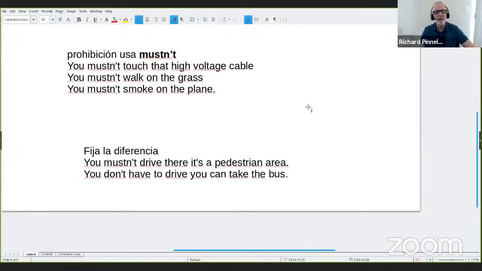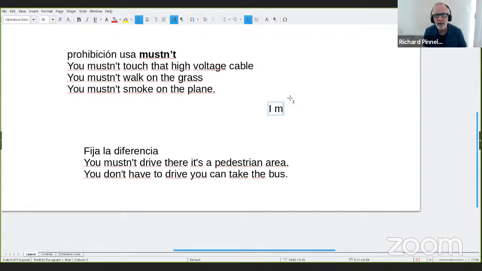El negativo de must es prohibición, lo vimos antes. You mustn't touch that high voltage cable. Está prohibido. You mustn't walk on the grass. Está prohibido. You mustn't smoke on the plane. Está prohibido.